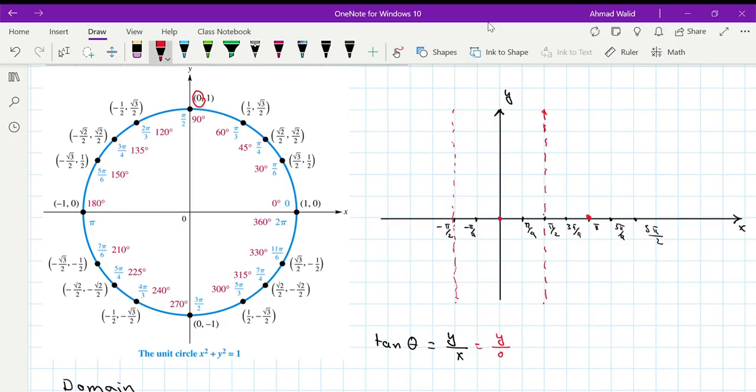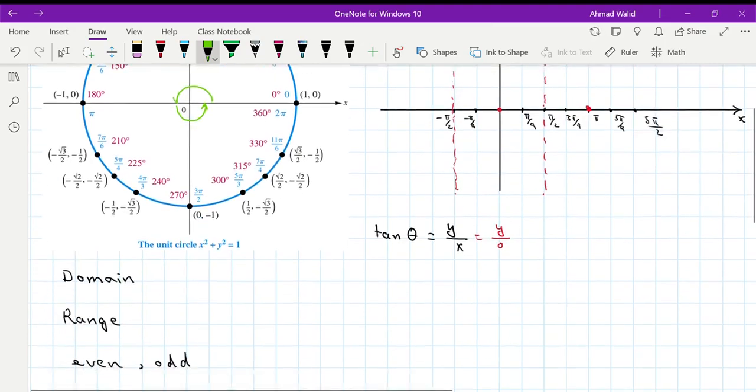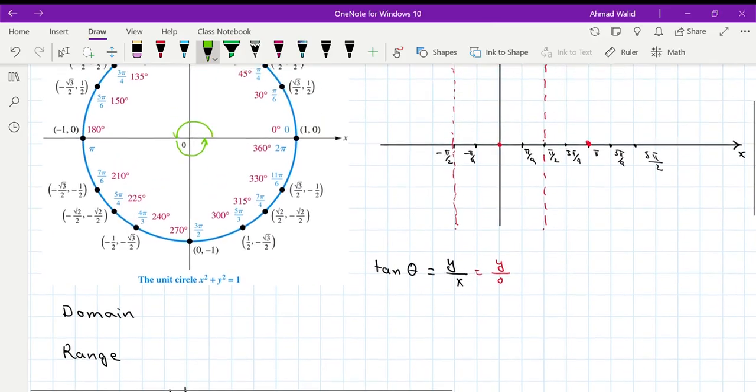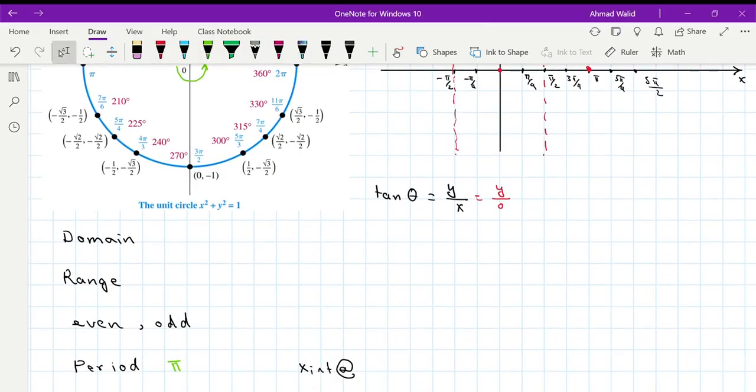Now, the period. If you look at your unit circle, after every pi, when you do one round, after every pi, when you come from here to here, the tangent function is repeating. Correct? Then easily you can answer the first question. The period for the tangent is always what? Always pi. For sine and cosine, it was 2 pi. But for tangent, the period is only pi. Correct?